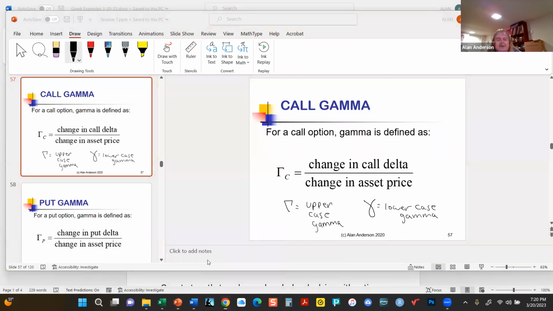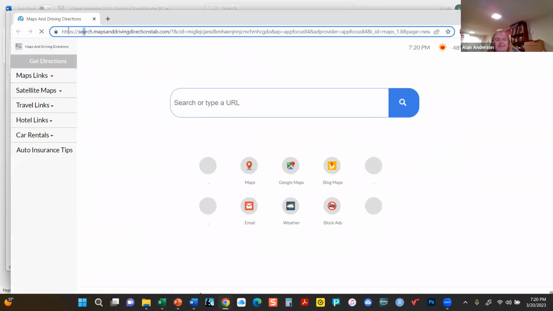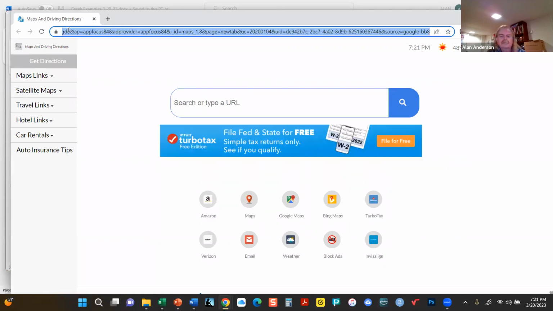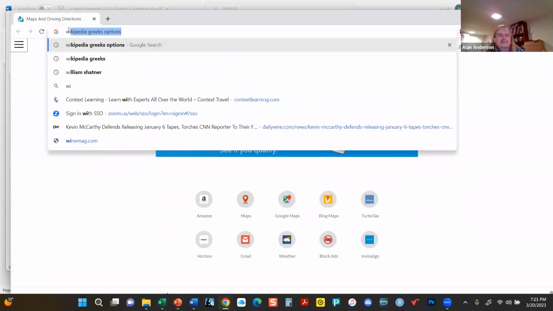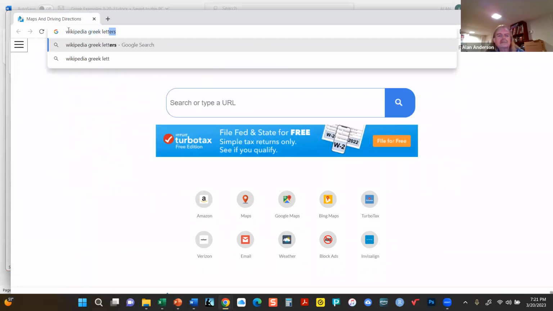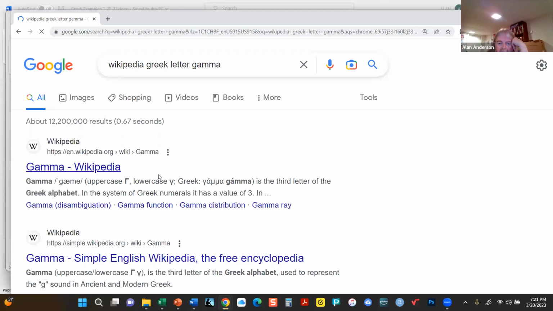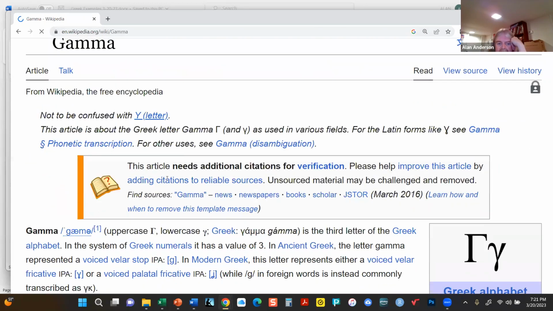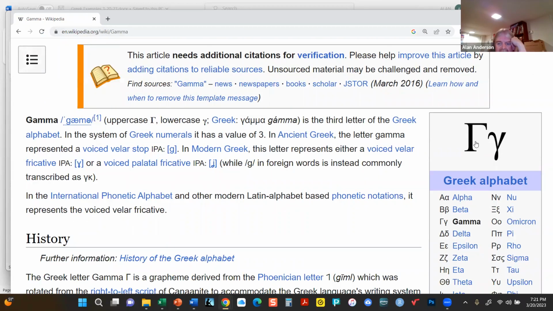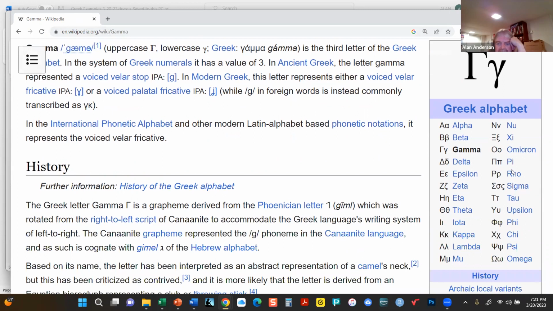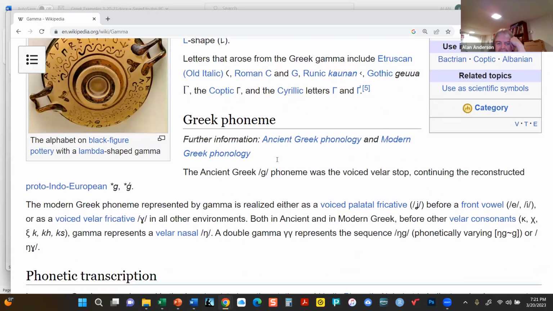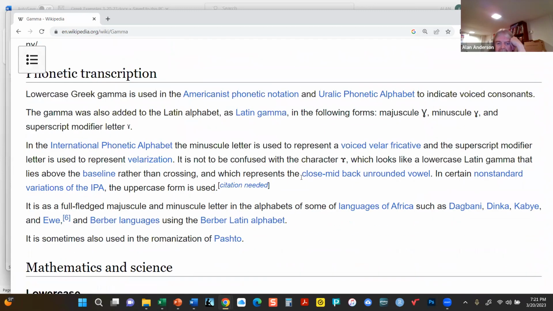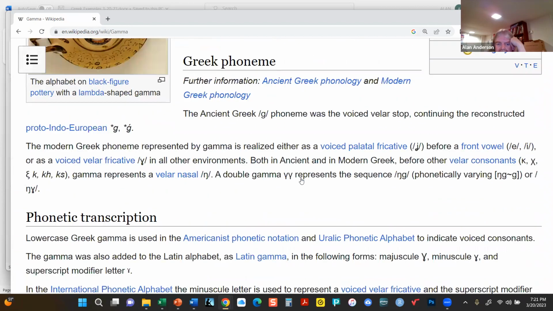By the way, all we have to do is go look at Wikipedia. Maybe I'm not drawing it as well as I could. The one on the left is the uppercase, the one on the right, kind of fishy looking, is our gamma. And if you really want to know more about it, here it is. I think it's enough to know what they look like.